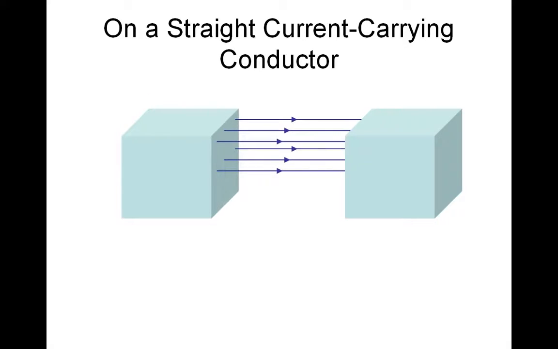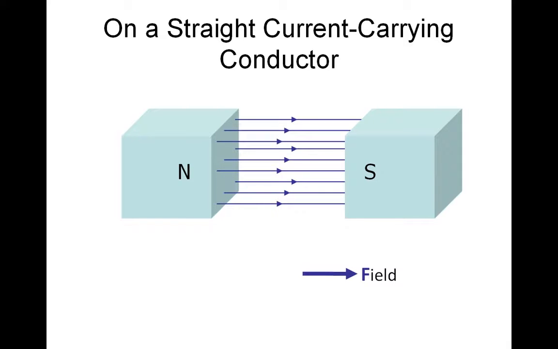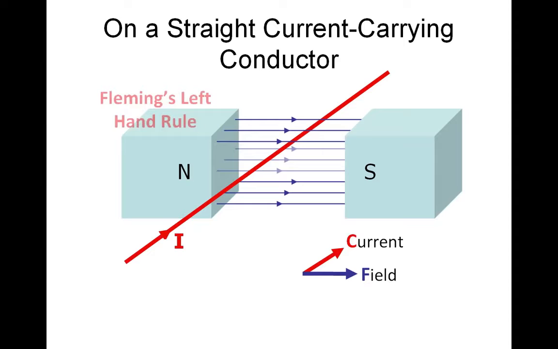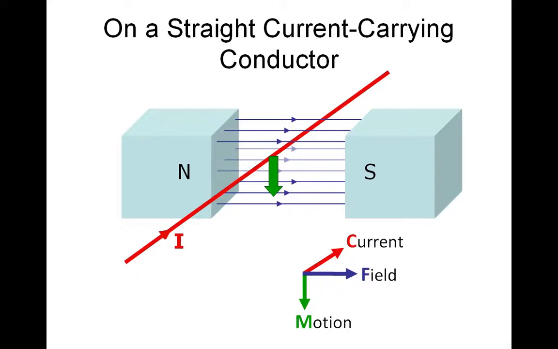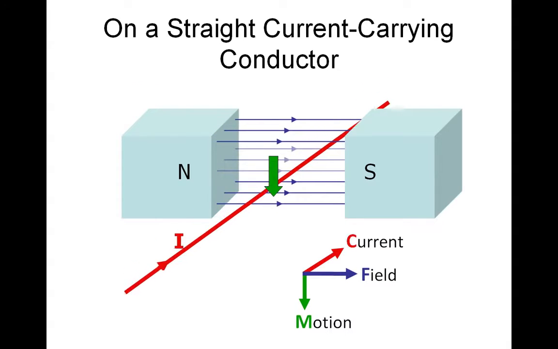Now if we have a nice uniform magnetic field flowing left to right on the screen, it means the North Pole is on the left and the South Pole is on the right. So we've got our field to the right. Into that field we put a conductor, pass a current through the conductor, current value I. So the current is into the board, into the screen. And that gives us, with Fleming's left-hand rule, a downward motion, a downward force.